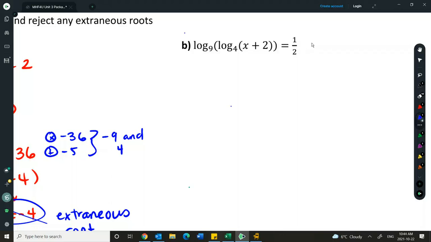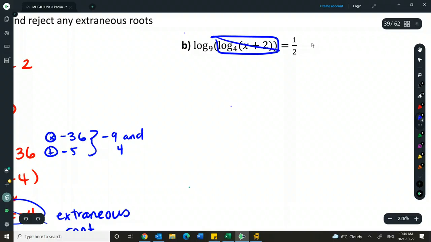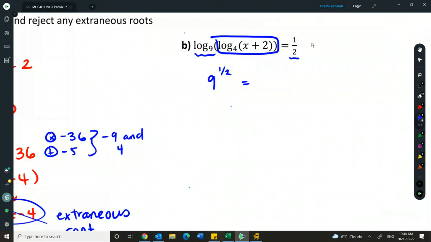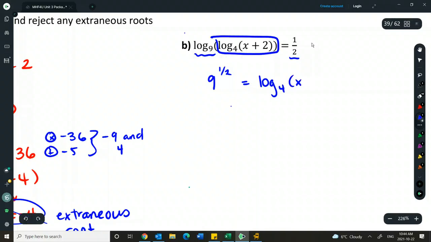Let's try to express this in exponential format to start. So this is the inside of the logarithm. Let's just consider that the inside. How do I express this in exponential format, with this part that I've marked out in blue here being the inside? Keaton? You get 9 to the power of a half. The entire inside, which is log base 4 of x plus 2.